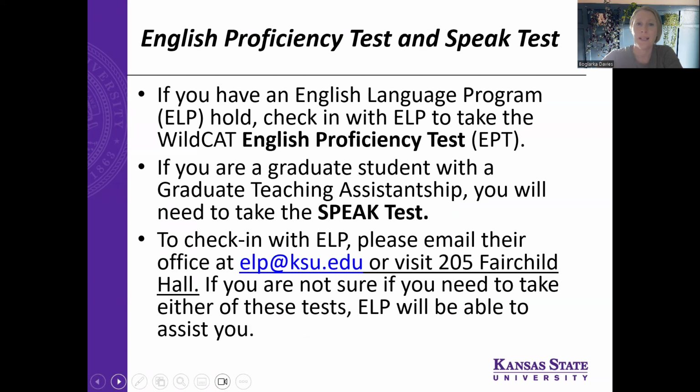First, I want to talk to you about the English proficiency test and speak test. If you have an English language program hold, check in with EIP to take the Wildcat English proficiency test, or if you are a graduate student with a graduate teaching assistantship, you will need to take the speak test. To check in with EIP, please email their office at eip@ksu.edu or visit 205 Fairchild Hall. If you are not sure if you need to take either of these tests, EIP will be able to assist you.